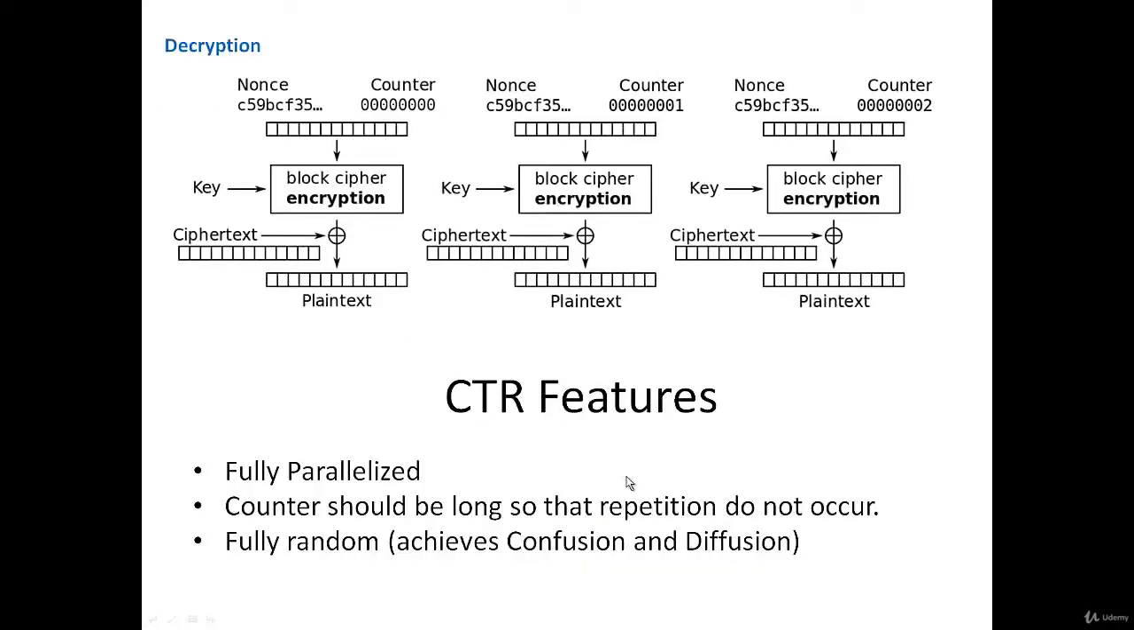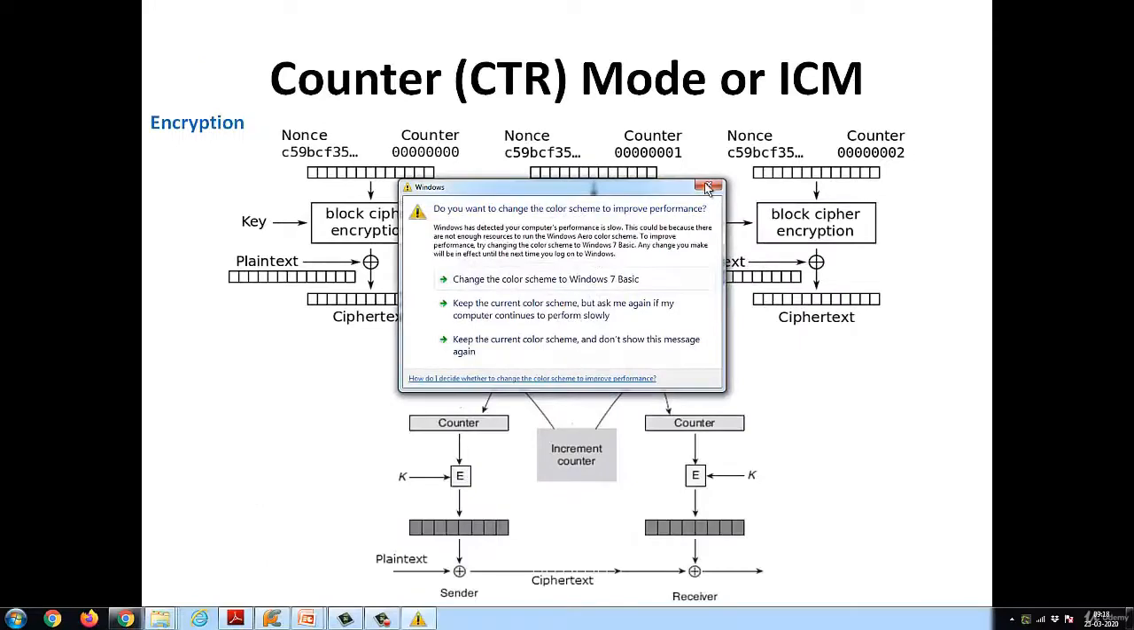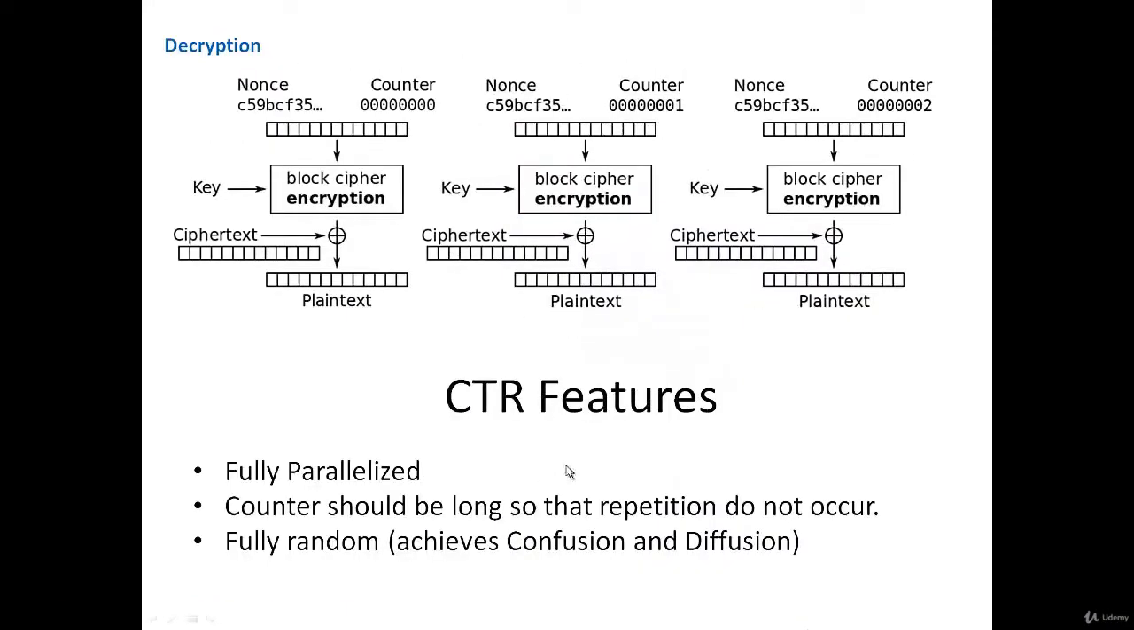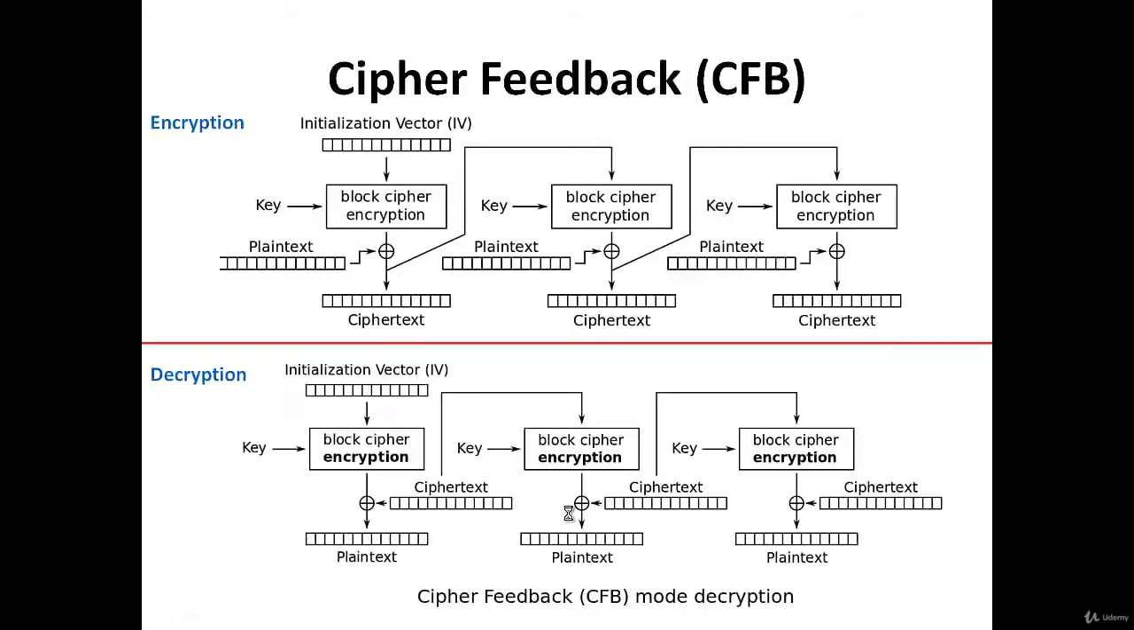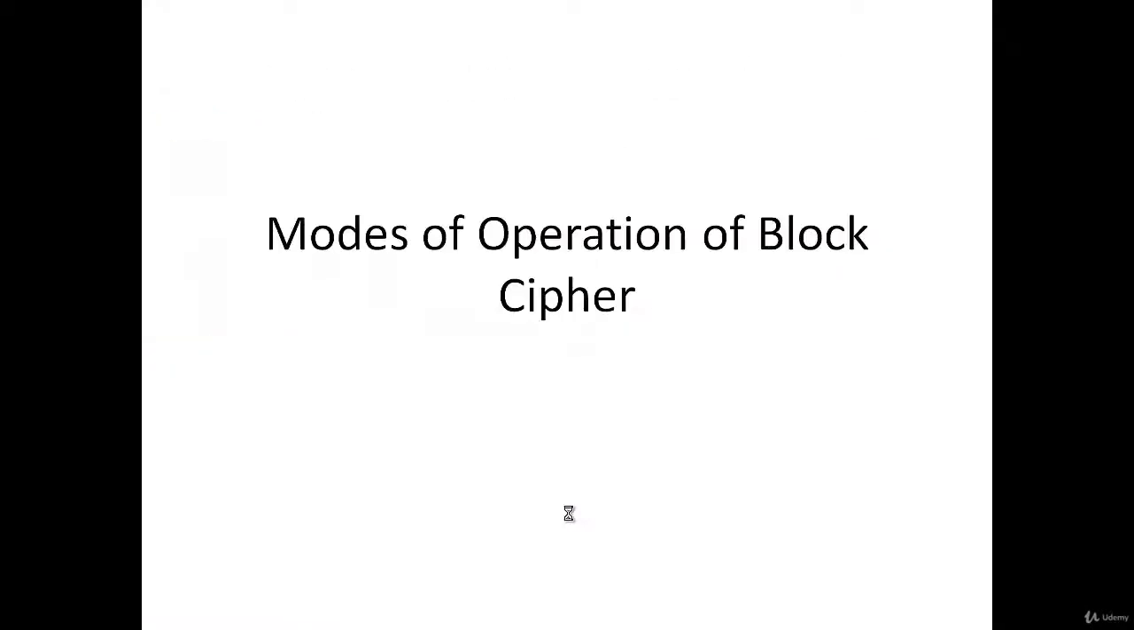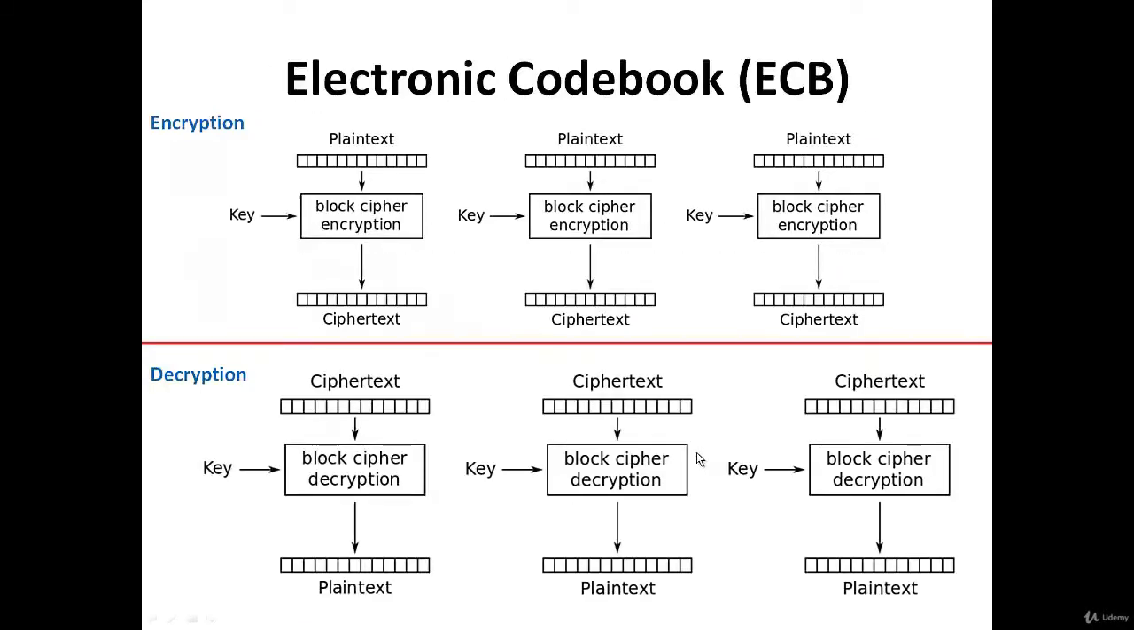It achieves full randomness, and that's why it is very good, because it gives full parallelization and full randomness at the same time. So we achieve confusion and diffusion, at a high speed, with the counter mode. So this is all about the various feedback modes. I would suggest you see this video again, because this is somewhat a confusing topic.